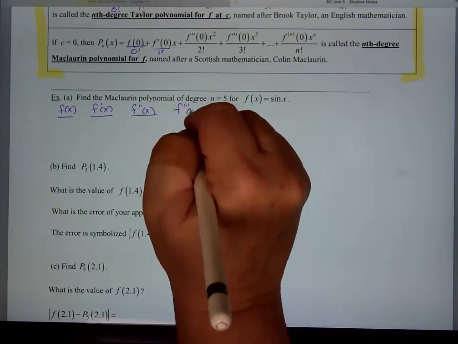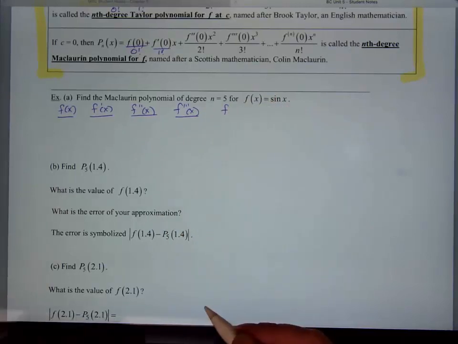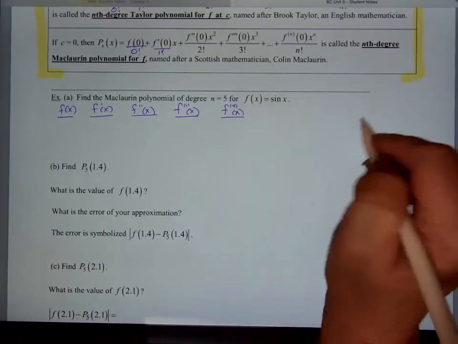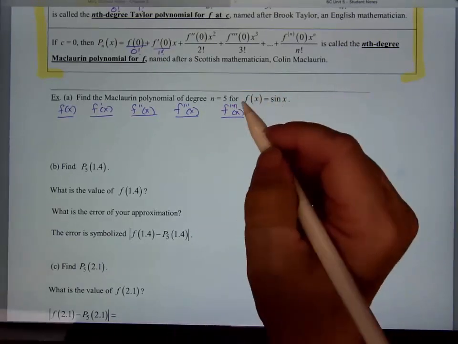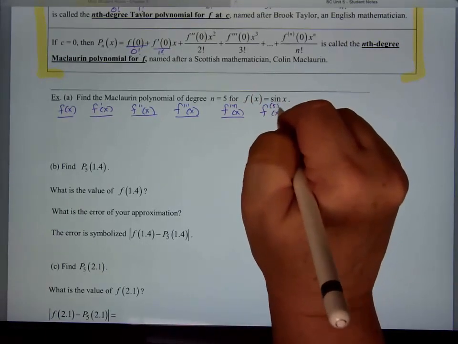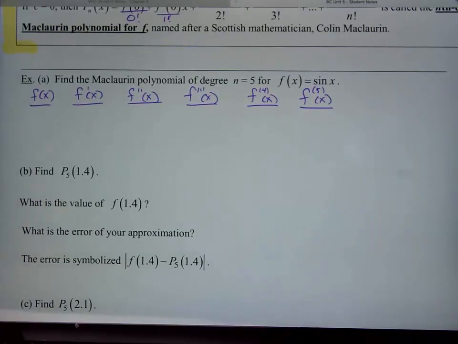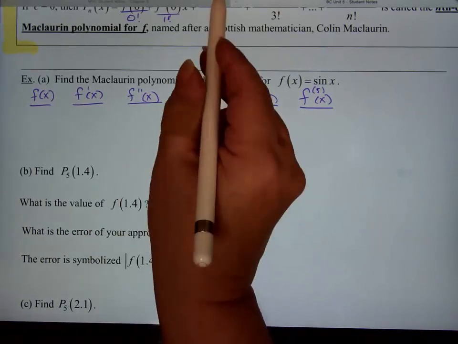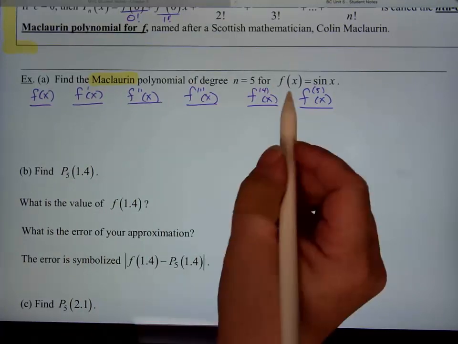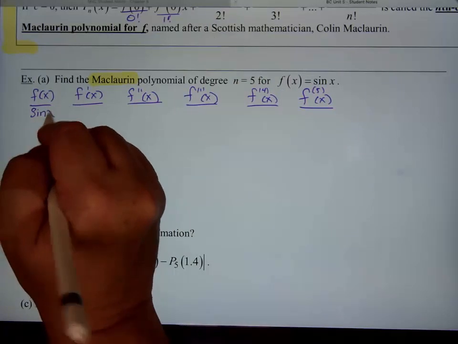triple prime. And yesterday on the notes we talked about how once you hit triple prime, it starts being written with a parentheses and a 4. The parentheses denote derivative. If it just had a plain 4, it would be a 4th power. So we're going all the way out to the 5th derivative. Because it says Maclaurin, we are plugging in 0, but we're going to do that in a minute. So what we do, f of x is sine. So under the f of x, please write sine of x.